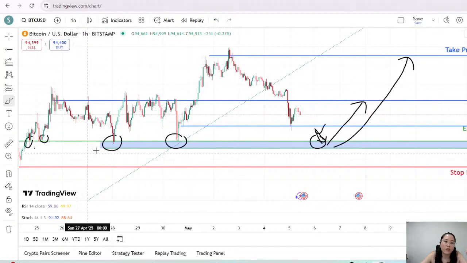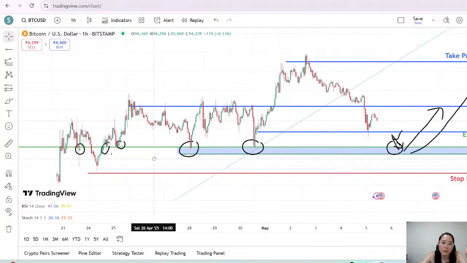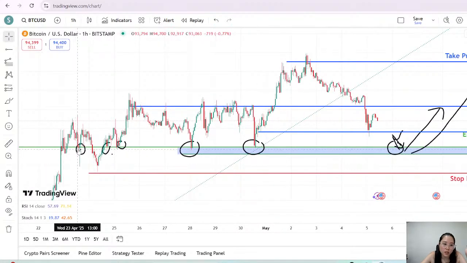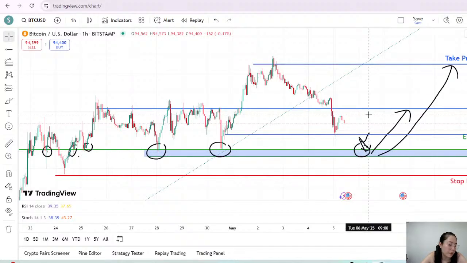There is a very, very strong support here. Super strong support, where price has tested 1, 2, 3, 4, 5 times since the 23rd of April. It's been 2 weeks. So for the last 2 weeks, price has had a hard time breaking this area. And if it doesn't break again this time, it is a good entry to get in for a buy. Okay.